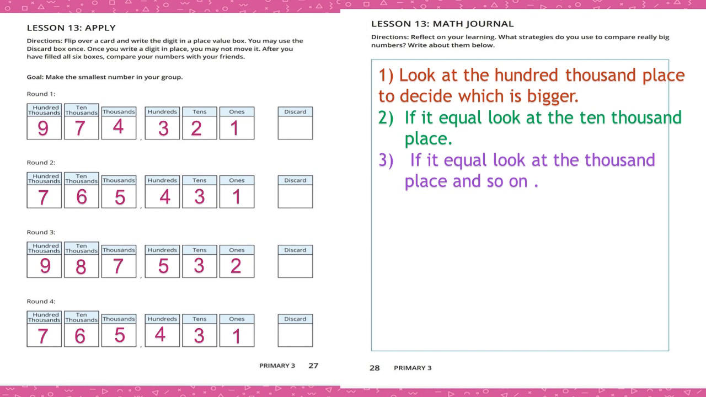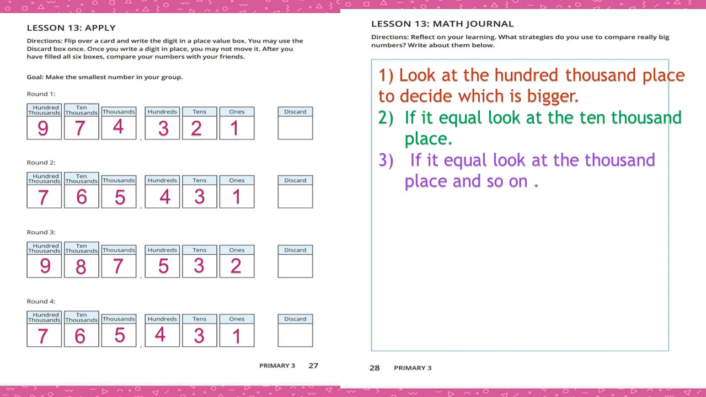The second 6 cards I picked were 6, 4, 3, 1, 5, 7. I will make the greatest number from them. We put the greatest number in the greatest place. Then the greatest number will be 765,431.